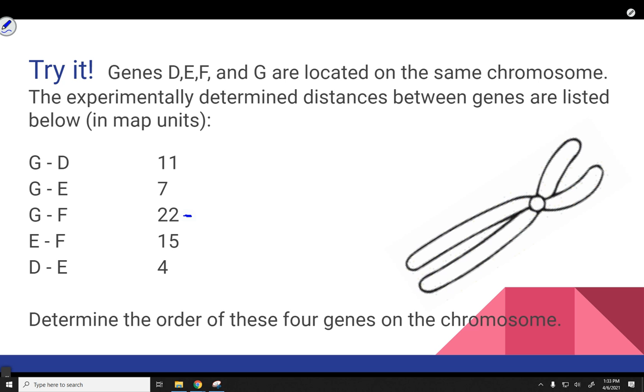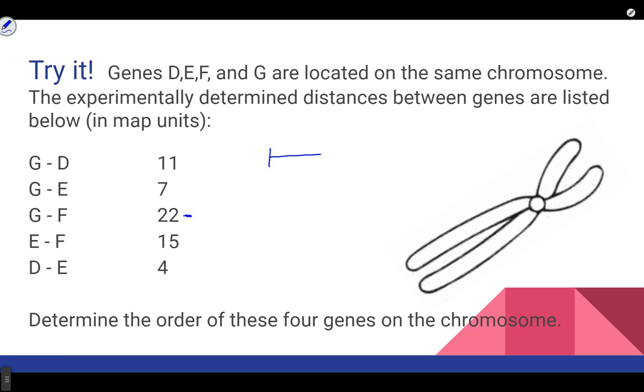So first, we know G and F are 22 map units apart. I'm going to go like this. I'm going to say here's G, here's F. This distance is 22. All right, that one's done. Then you start trying to fit in the other genes around there. So we know from G to E is 7 map units. So I have 2 options, right? If G to E is 7, we could either go 7 to the right of G and say E is right about here.